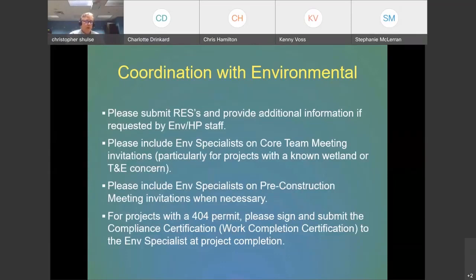For projects with a 404 permit, when you get those permits, they have the work completion certification and the compliance certification. Make sure that those get signed by the resident engineers after the project is completed, and we'll get those sent off to the Corps. So all you REs out there, make sure that you get that back to the wetland specialist in your respective district.